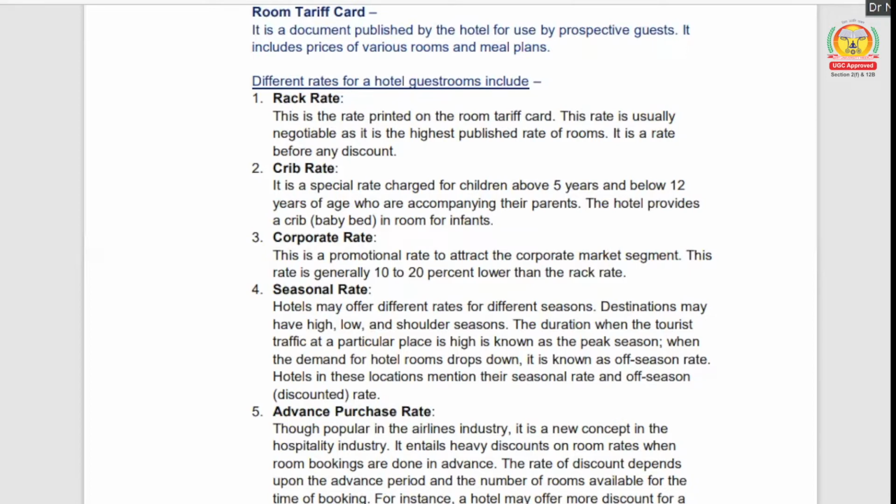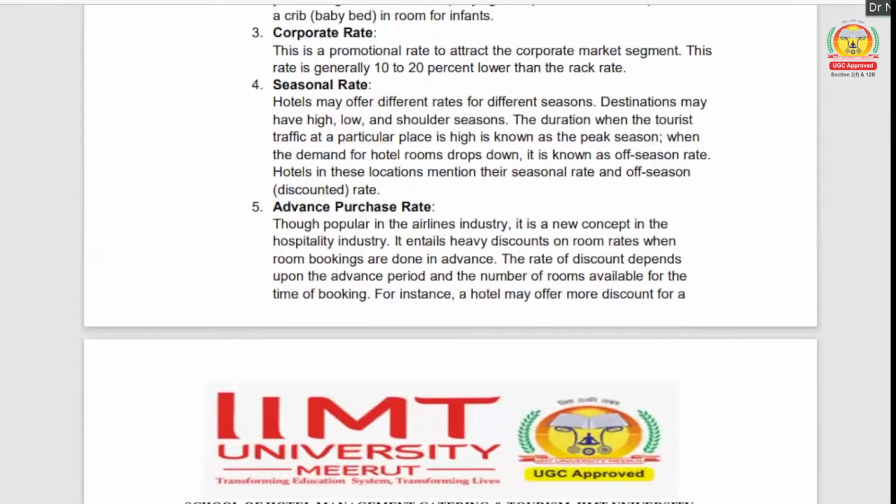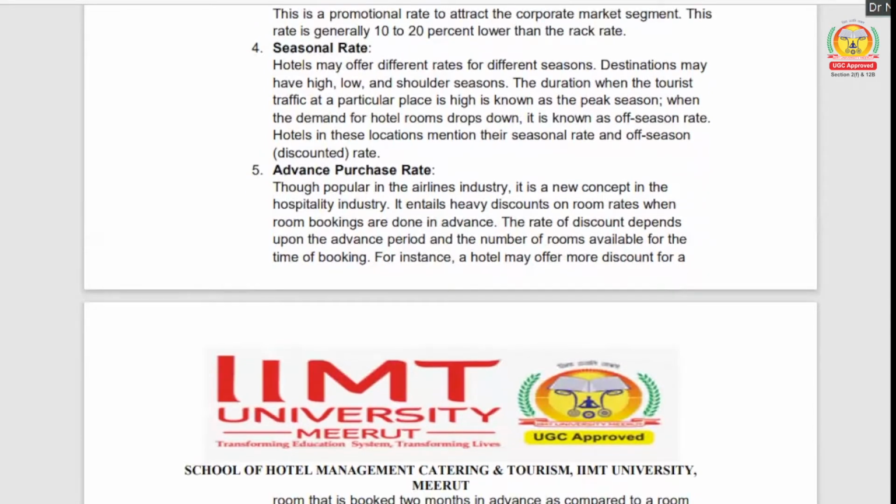Seasonal rate, as we all know, depends on season. Yes, hotels may offer different rates for different seasons. Destinations may have high, low, and shoulder seasons, right? So the season is important to see whether we have a peak season going on, when the room rates will go high, and when we have off season, the rooms are not getting occupied, then the price gets low. The higher the demand, supply becomes low because the demand is high, and the price goes high. So the destination may have high, low, and shoulder seasons.